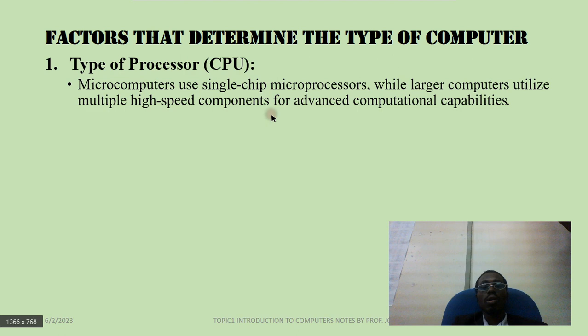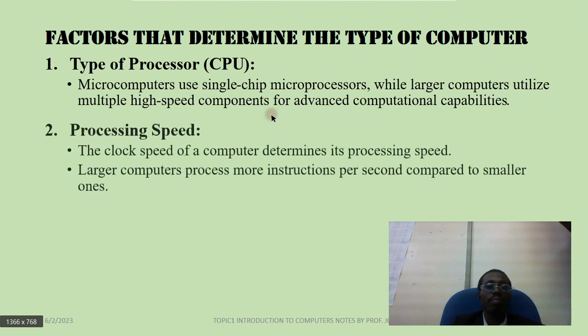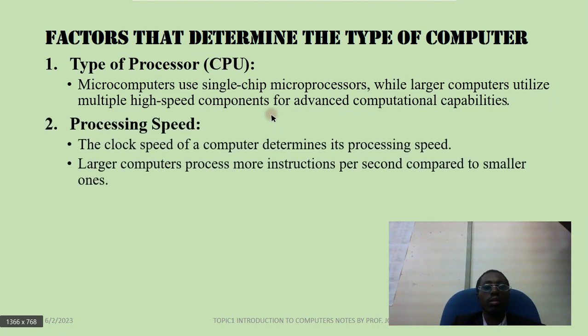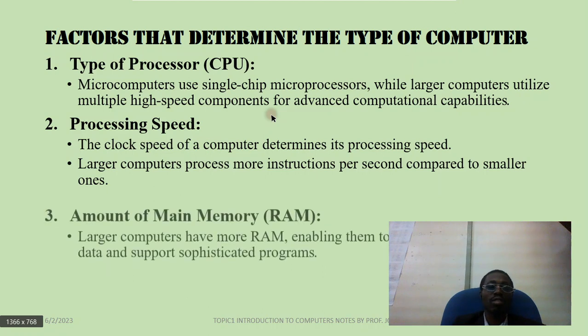What are some of the factors that determine the type of computers? Type of the processor. We look at microcomputers, which use single chip microprocessors, while larger computers utilize multiple high-speed components for advanced computational capabilities. Processing speed, like the clock speed of the computer, determines its processing speed. Larger computers have more instructions.